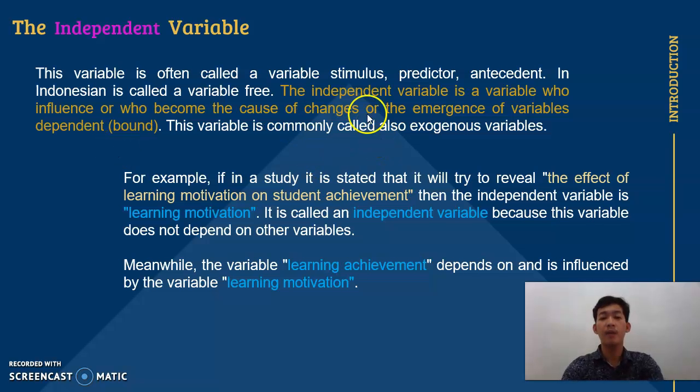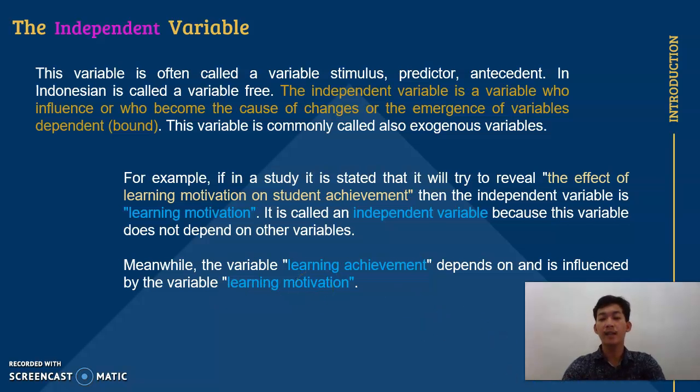It is the example for the independent variable, in terms of the effect of the learning motivation on the student achievement. Then what is the independent variable in this case? Independent variable is the learning motivation because this variable does not depend on the other variable. It is different from the learning achievement, because learning achievement depends on, or is influenced by, the variable of learning motivation.